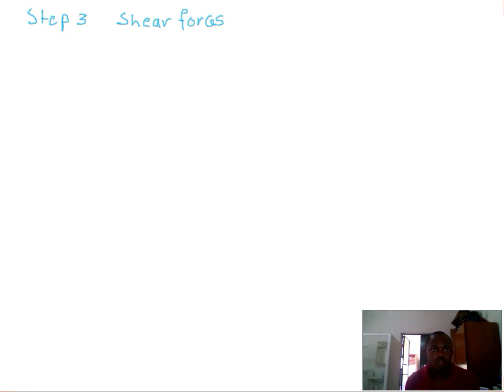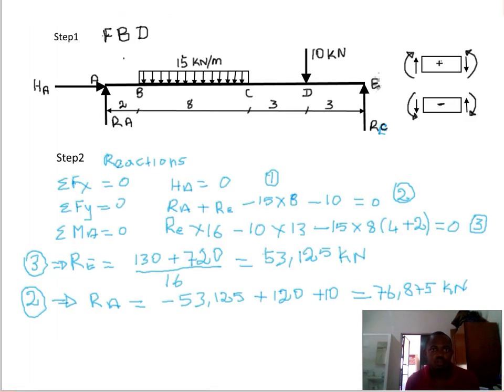Now the shear forces we are going to calculate from left to right. So we are going to take the shear force at A, at B, at C, at D, and at E, and so on. To get the value at each point, we take left and right of each of those points.